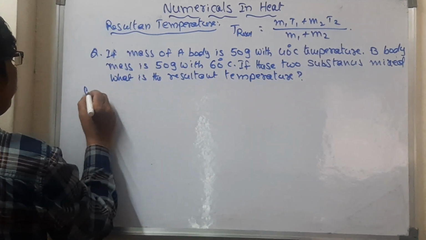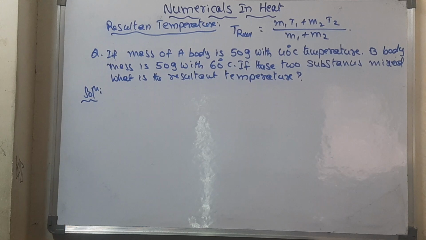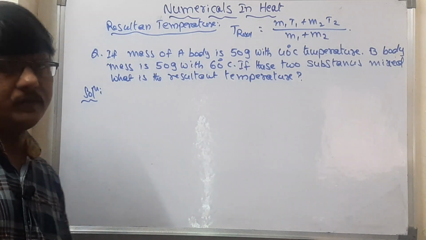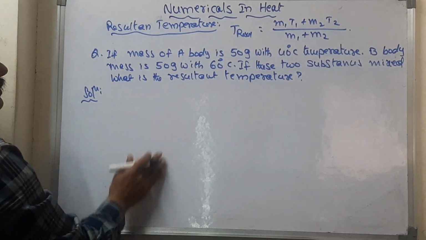So this will be the question that will be asked. If the mass of body A is 50 grams at 40 degrees Celsius, and body B's mass is 50 grams at 60 degrees Celsius, and these two substances are mixed, what is the resultant temperature? So now, what formula did we say? First of all, let us write the data.